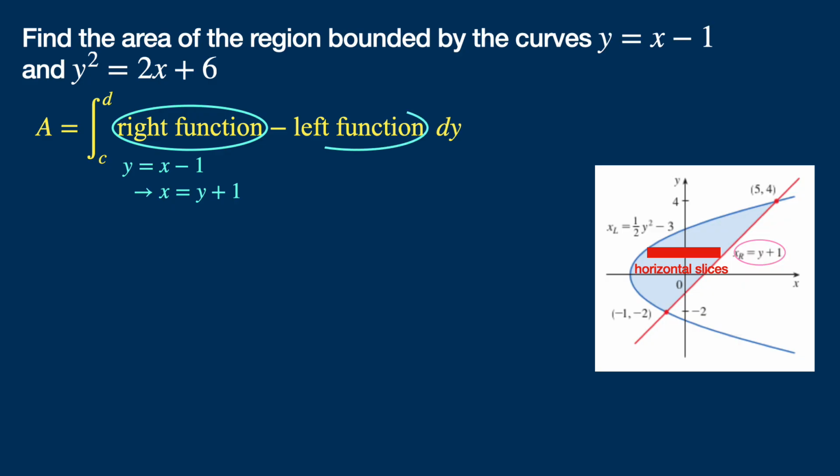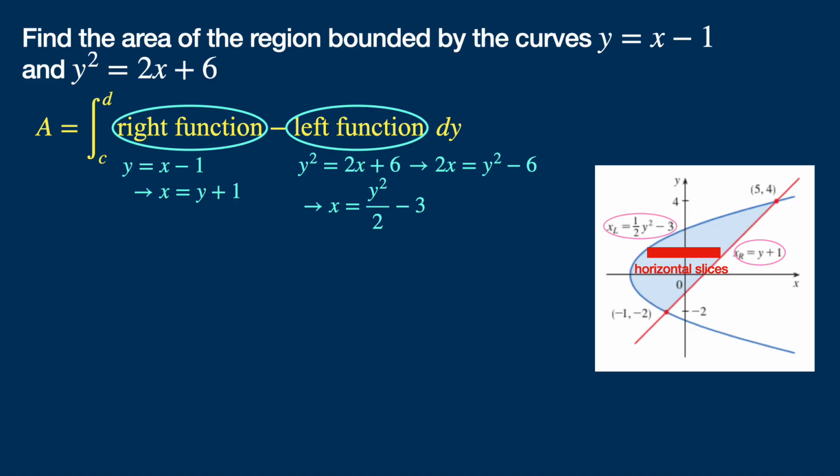What is the left function right there, guys? We're going to use the parabola curve y squared = 2x plus 6. We solve for x. That's what we have to do right there. y squared = 2x plus 6. You solve for x: 2x = y squared minus 6, divided by 2. x = y squared over 2 minus 3.